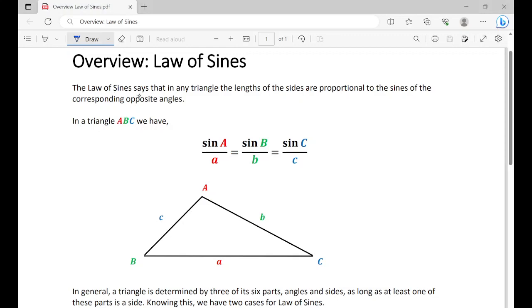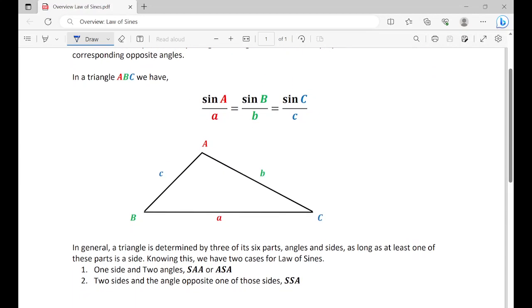The law of sines says that in any triangle, the lengths of the sides are proportional to the sines of the corresponding opposite angles. So in a triangle ABC, we have the formula sine A over a equals sine B over b equals sine C over c. This formula is the law of sines.